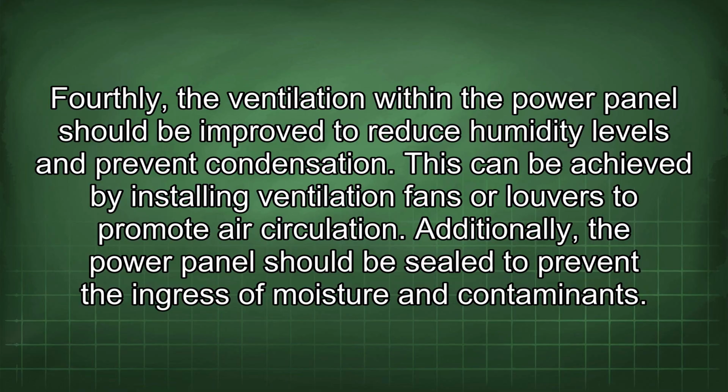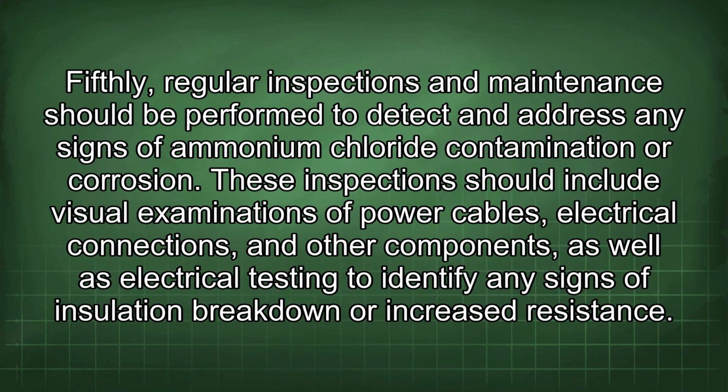Additionally, the power panel should be sealed to prevent the ingress of moisture and contaminants. Fifthly, regular inspections and maintenance should be performed to detect and address any signs of ammonium chloride contamination or corrosion. These inspections should include visual examinations of power cables, electrical connections, and other components, as well as electrical testing to identify any signs of insulation breakdown or increased resistance.